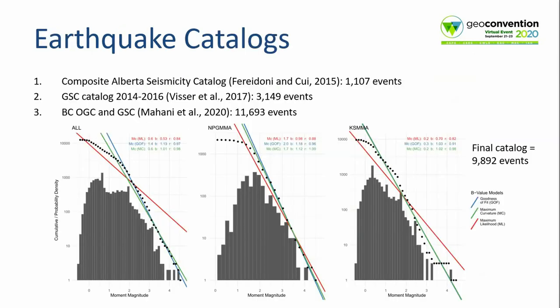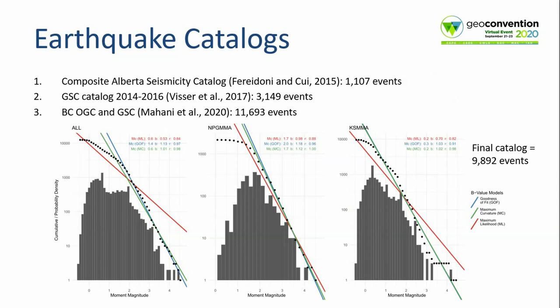There are several earthquake catalogs available for the study area. We combined 3 different data sets, which are listed here. Approximately 2,300 duplicates were removed, identified as occurring within 10 seconds and 10 kilometers of each other. We calculated the magnitude of completeness for the North Peace and Kaskatinaw regions separately, and also for a combined data set, using 3 different methods: maximum likelihood, which is in red here, goodness of fit, which is in blue, and maximum curvature, which is in green.